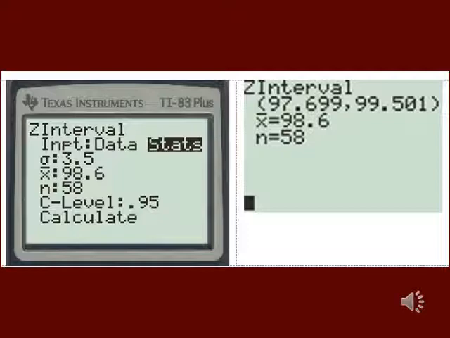On the output screen, one question you might be asked is for the margin of error. And what you always do to find the margin of error is you take the top number from your interval, here that would be 99.501, and you subtract the middle, the average here, which is 98.6. So I'm going to subtract those two numbers, 99.501 minus 98.6. And on this problem, I'm pretty sure my margin of error is going to be 0.901.